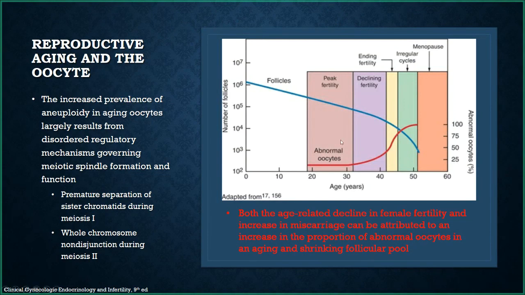This graph probably looks familiar from what we looked at before with fertility declining and miscarriage increasing, but now we're looking at different outcomes. Now this is the number of follicles declining, and you can see that as your follicles decline, the oocytes that remain tend to be more and more abnormal as women age. And so the age-related decline in fertility and the increase in miscarriage we've talked about previously are largely attributed to the increase in the proportion of abnormal oocytes in a woman's aging and shrinking follicular pool over time. I think that genetic factor is one that maybe a lot of people aren't aware of, but it's certainly very prevalent in our clinical day-to-day lives.